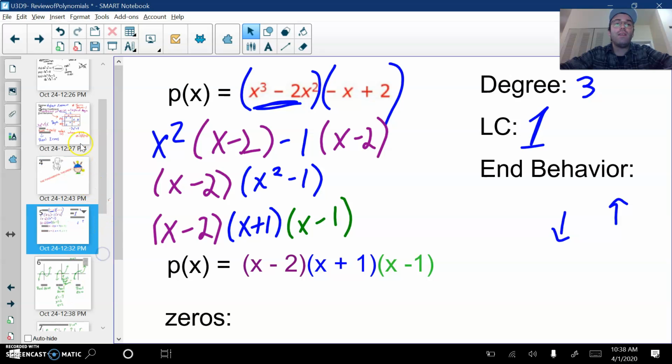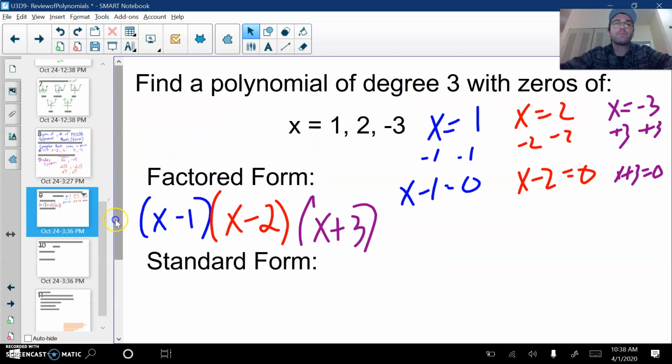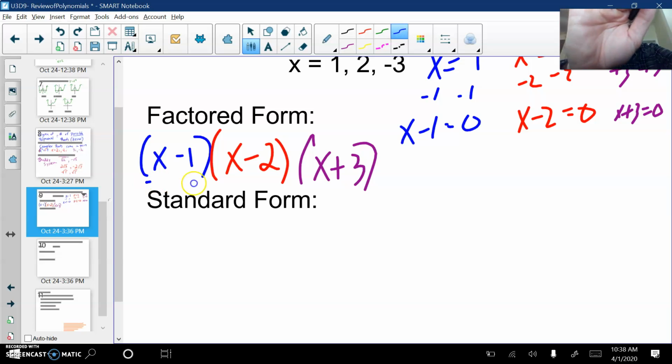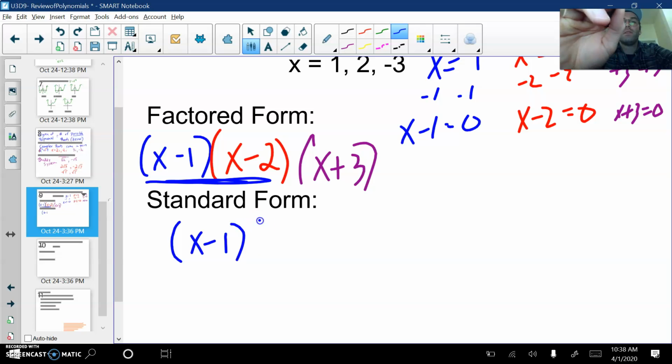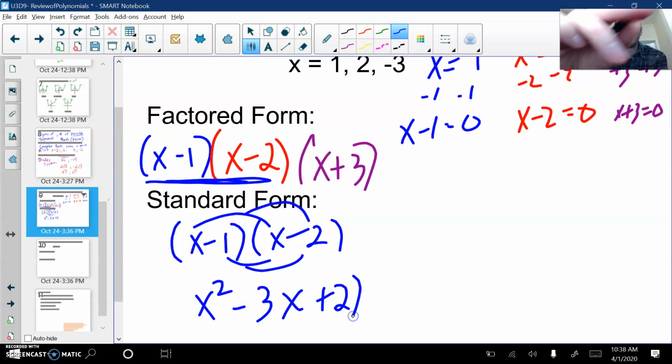So in order to find that, what I'm going to want to do here is multiply. I'm going to multiply x minus 1 times x minus 2. Obviously I'm multiplying two binomials, which means I have to FOIL. So if I FOIL this out, I should get x squared minus 3x plus 2.